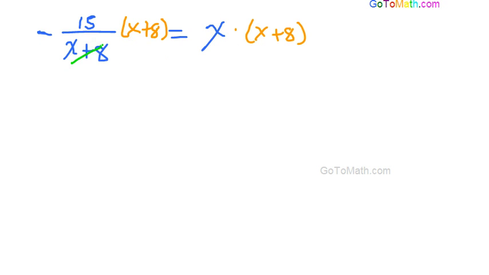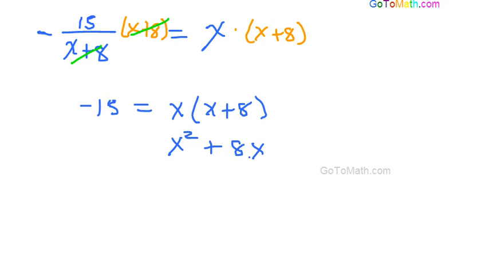Now we can cancel these guys out. And so now we're going to be left with the negative 15 is equal to x times x plus 8. Alright, see that? Now let's distribute this x across. We get x squared plus 8x. And let's go ahead and take this negative 15 over to the right. That'll make that a positive 15. That's the same thing as adding 15 to both sides, right? Alright, so there you go.